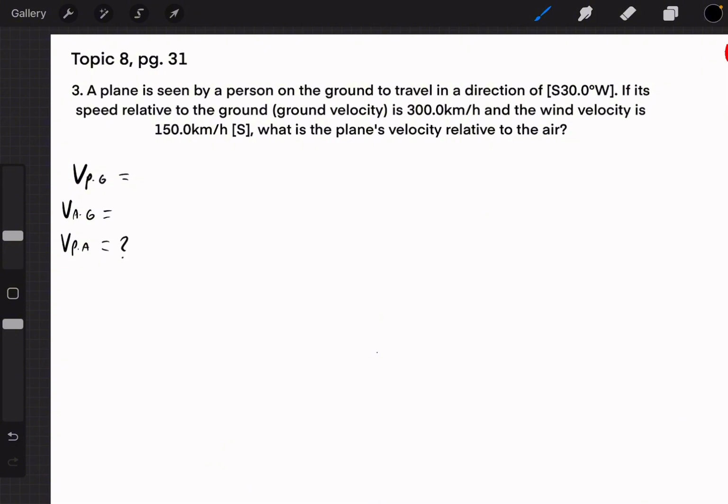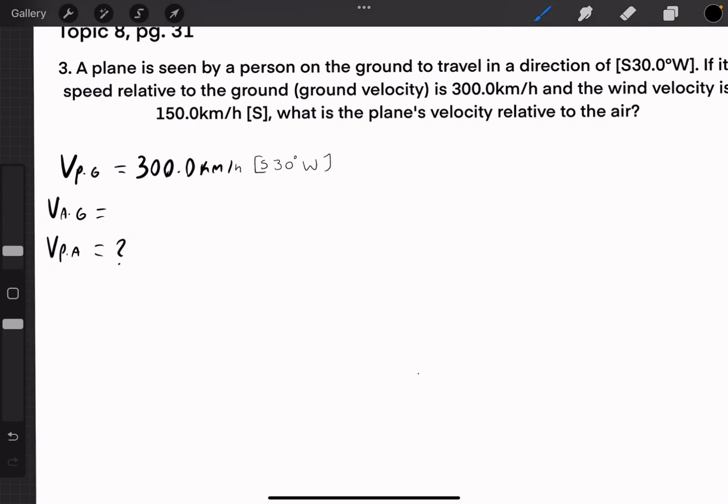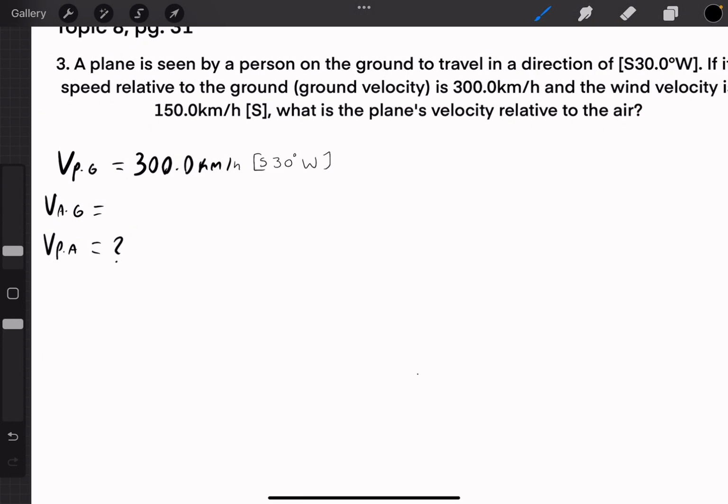Alright, so for that velocity of the plane relative to the ground, that is going to be our value of 300 kilometers per hour. And our direction here is going to be south 30 degrees west. Okay? For that velocity of our air relative to the ground, that's going to be 150 kilometers per hour just south.